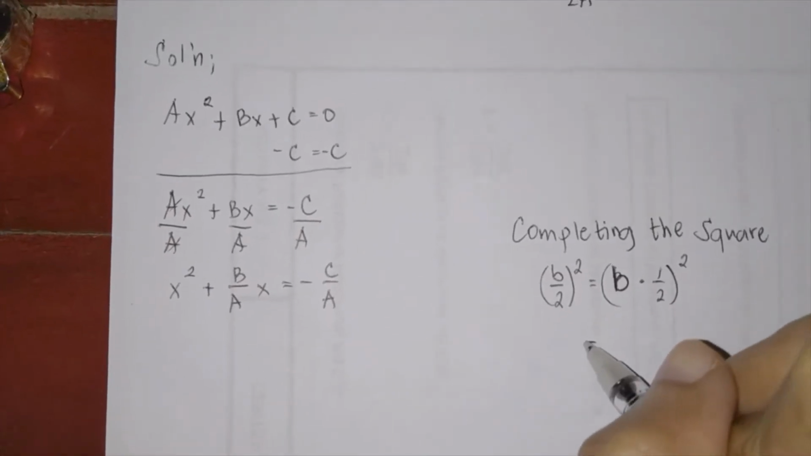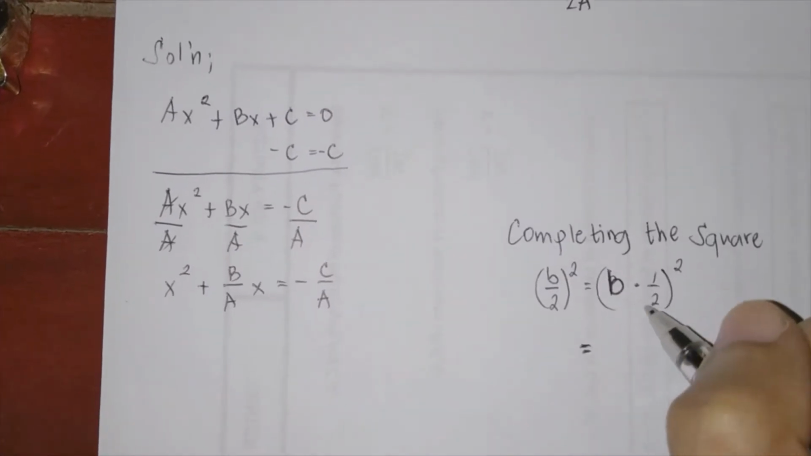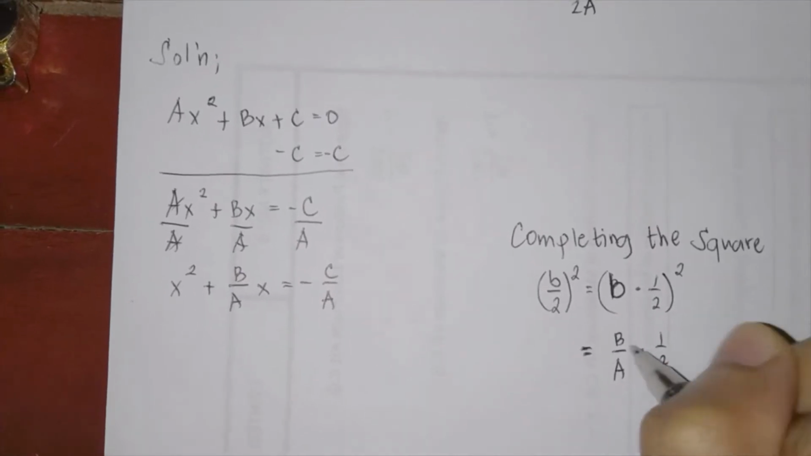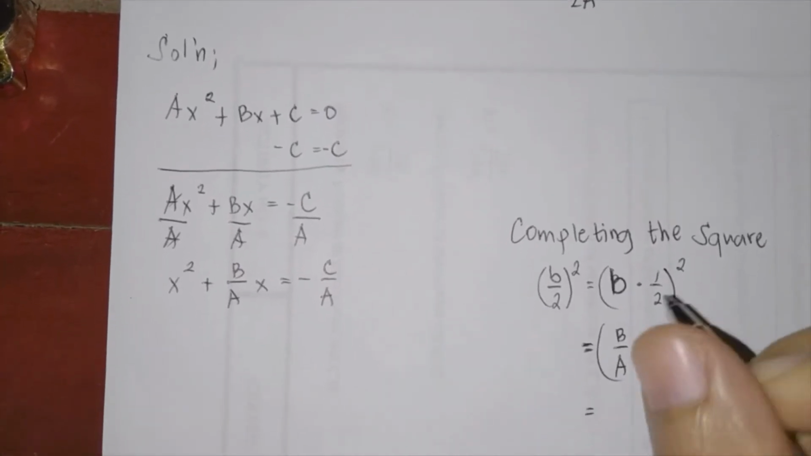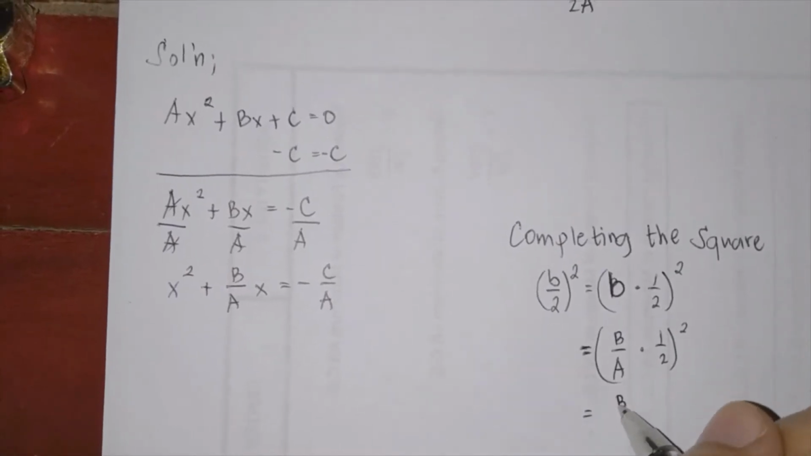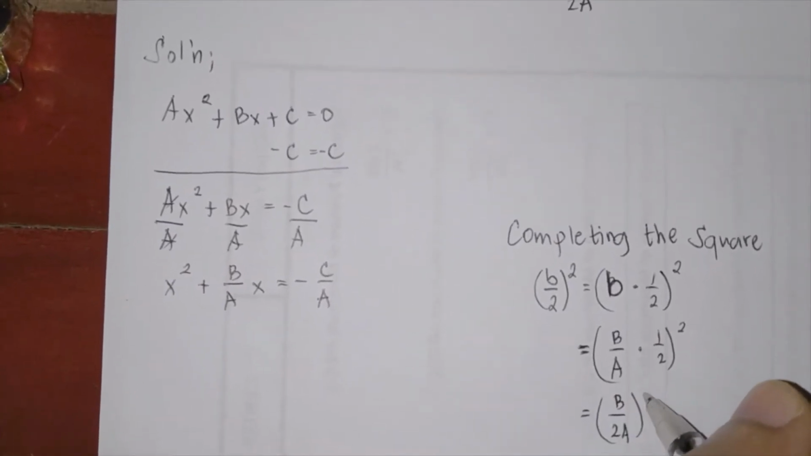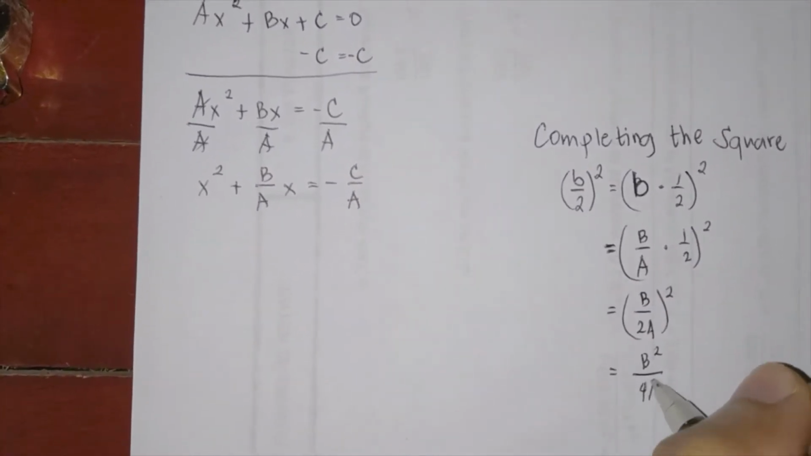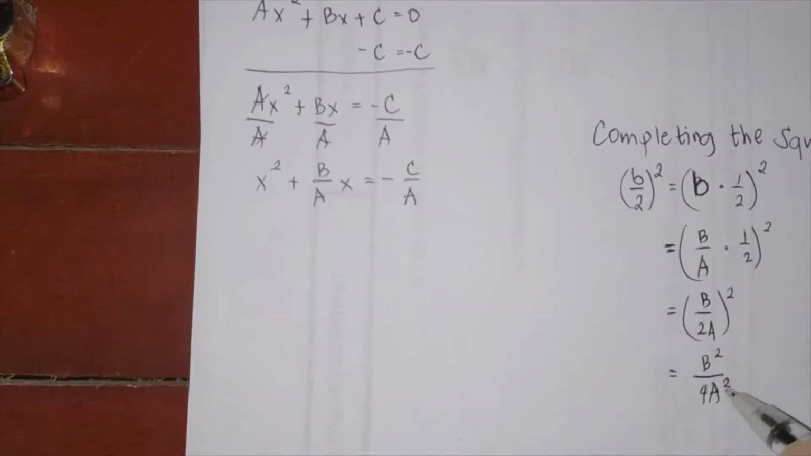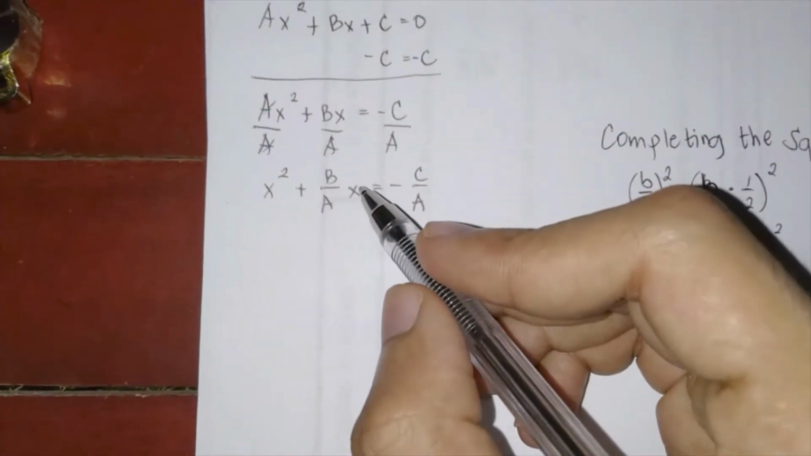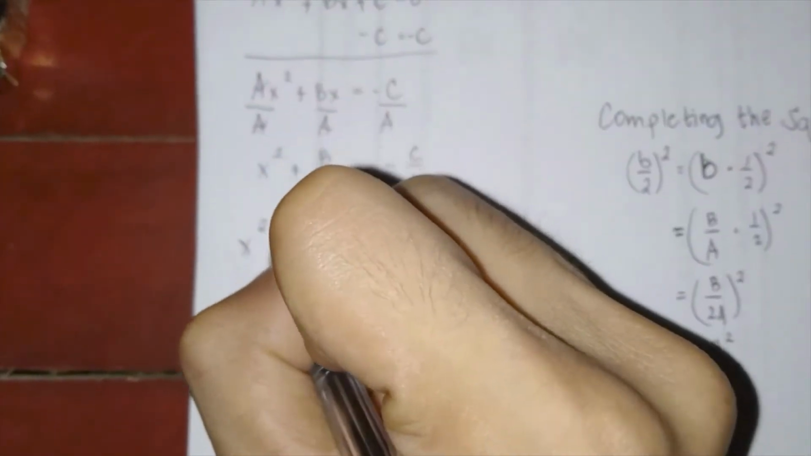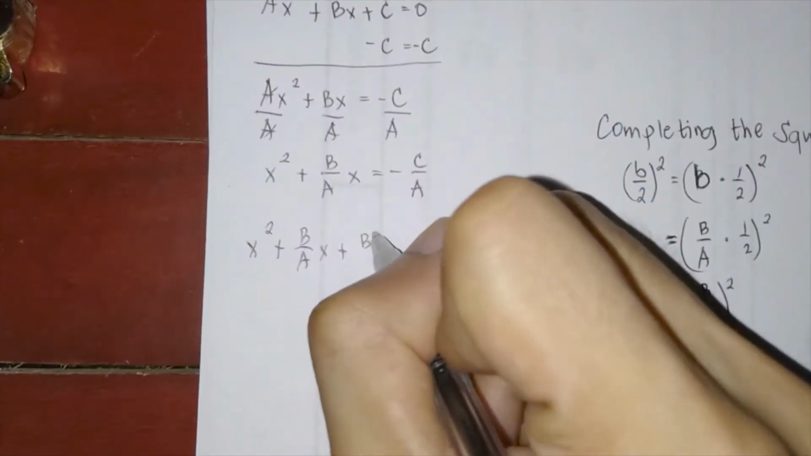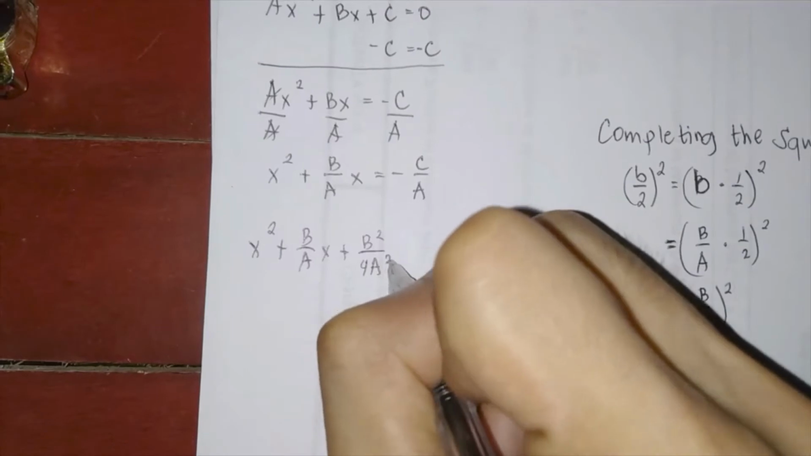So, para makuha natin guys yung i-complete the square, gawin natin itong formula to. b, ang ating b ay b over a multiply to 1/2 squared is equal to b over 2a squared is equal to b squared over 4a squared. So, yung kinalabasan nito guys, yung sagot nito sa completing the square natin, dadagdag na natin dito sa equation na to. So, x squared plus b over a x plus b squared over 4a squared.